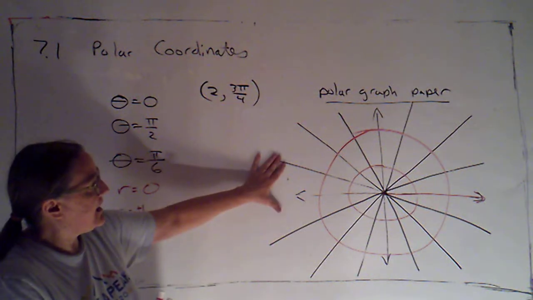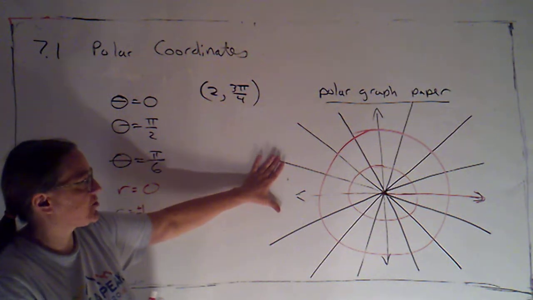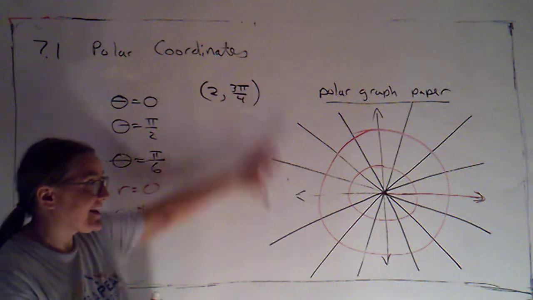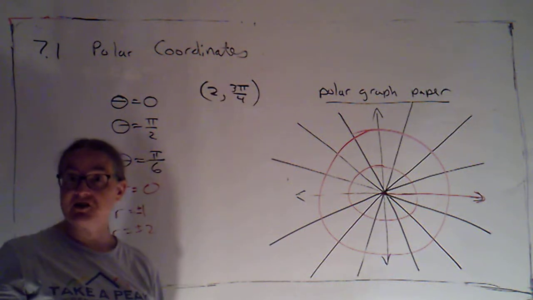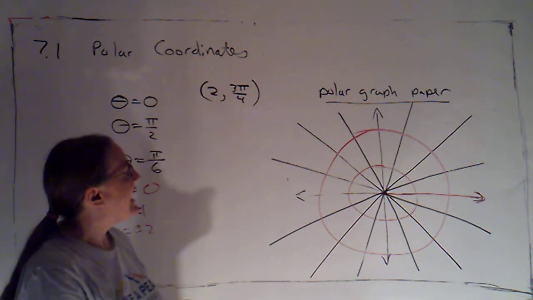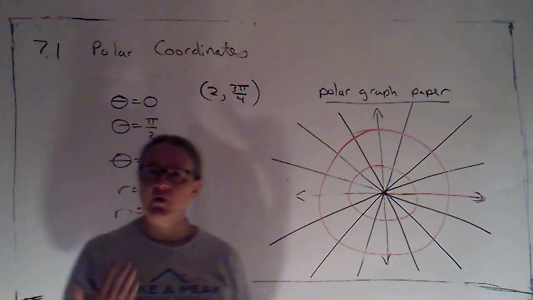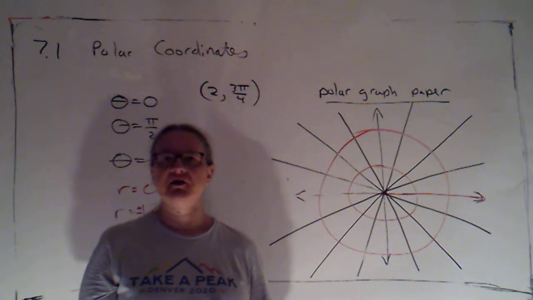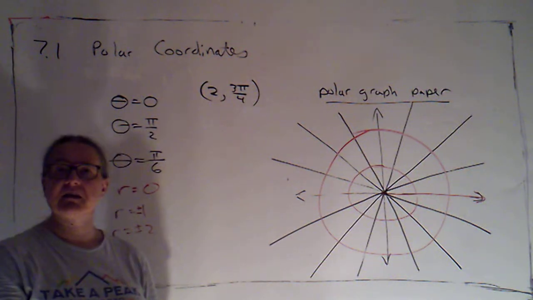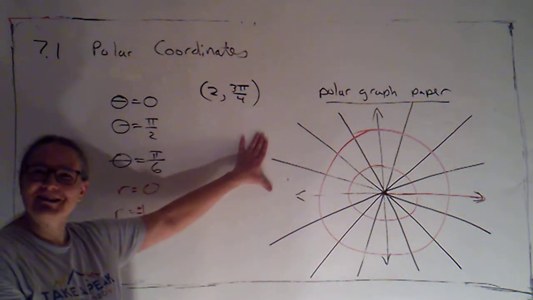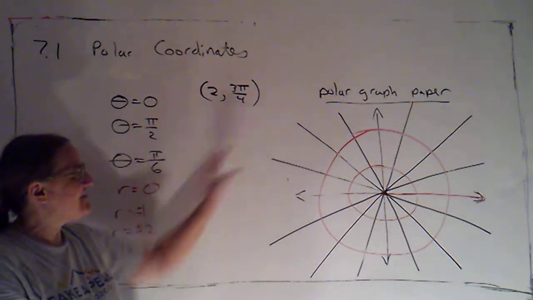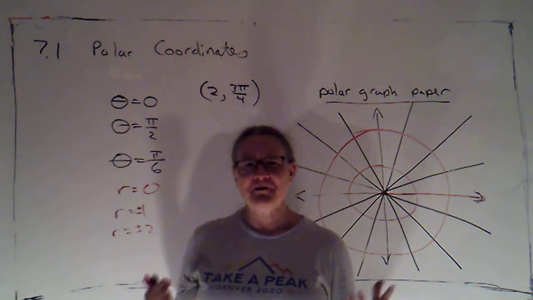This tends to be more useful sometimes if you're drawing curves, graphs of equations in polar coordinates. And we're not really going to be spending a lot of time doing that this semester. That's in 7.2, which we're not going to cover. We're just going to get a basic introduction to things. But I did want to show you this notion of polar graph paper, and it kind of makes us reassess what we mean by graph paper.